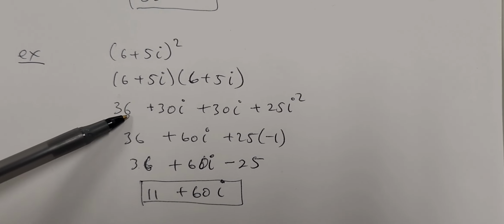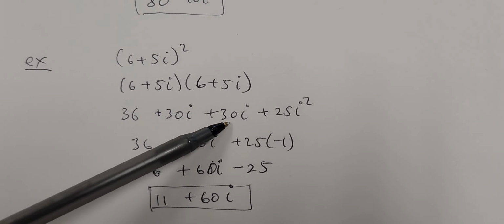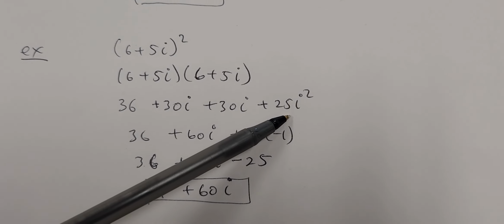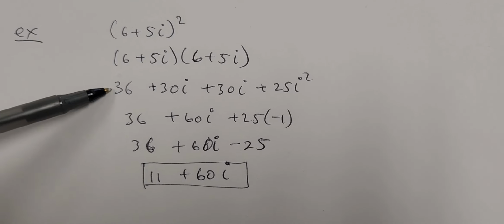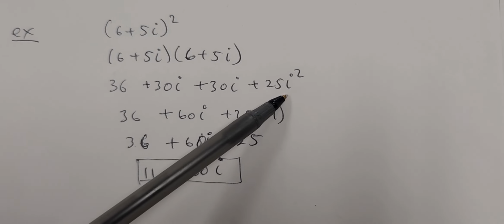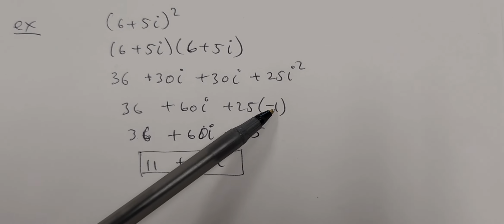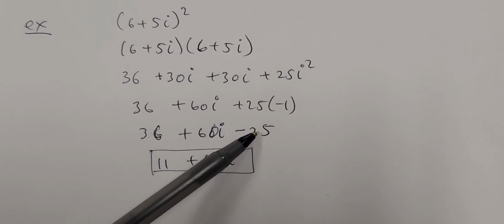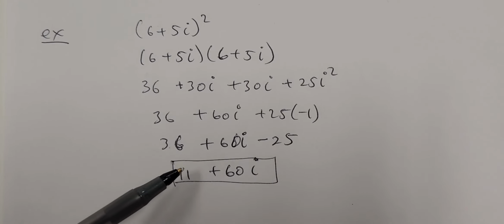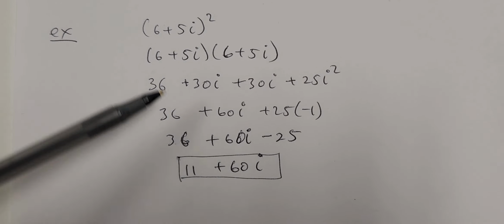6 times 6 is 36. 6 times 5i is 30i. 5i times 6 is 30i, and then 5i times 5i gives me positive 25i squared. Combine like terms, bring this 36 down. 30 plus 30 gives me 60i. Here's the i squared. Make sure to turn it into negative: i squared is -1, and positive times negative gives me -25. Combine like terms again: 36 subtract 25 gives me 11. Bring down the 60i.